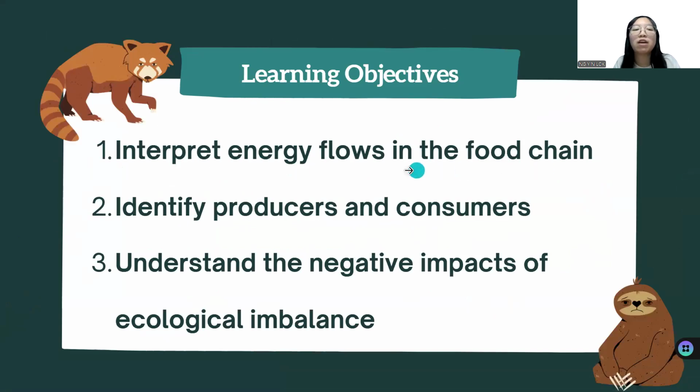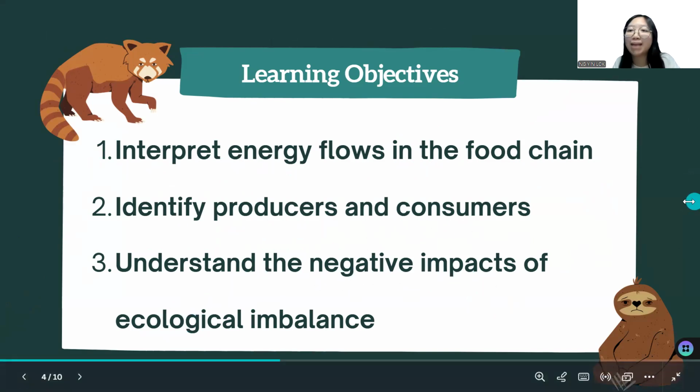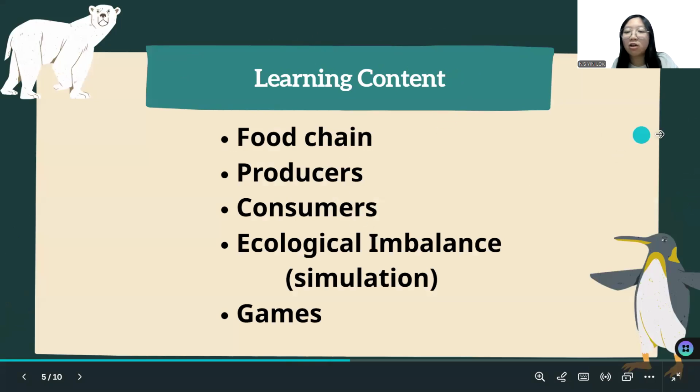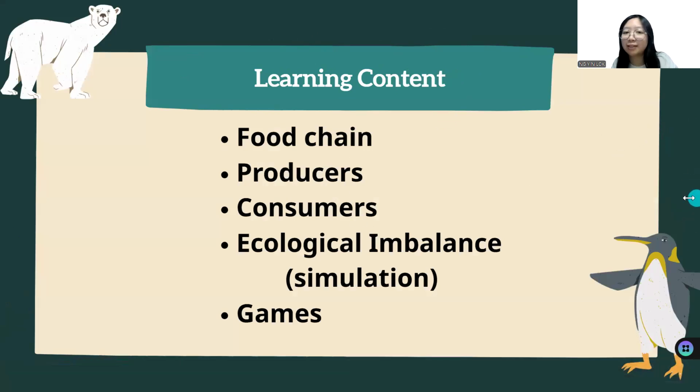The learning objectives: explain the energy flow in the food chain, identify producers and consumers, and understand the negative impacts of ecological imbalance. This is the learning context that follows the website. We will check it later.